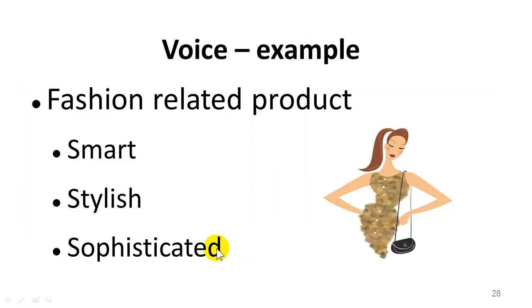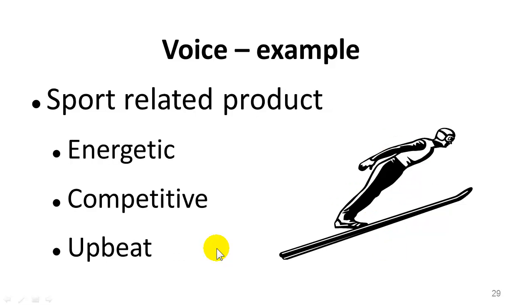Here's an example. Supposing you were marketing a fashion-related product, what types of words might you use? Smart, stylish, sophisticated. So this is like the voice. You would choose your wording, your phrasing, your graphics. This is the voice that you want of the page, of the brochure that you're developing. If it were a sport-related product, you might want to use words like energetic, competitive, upbeat. Remember, we're looking at adjectives. We're also looking at the content, and content is also graphics.